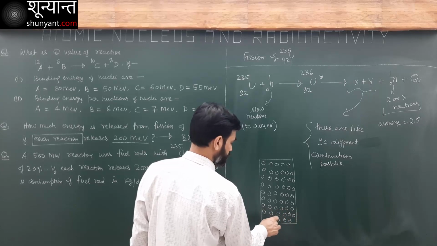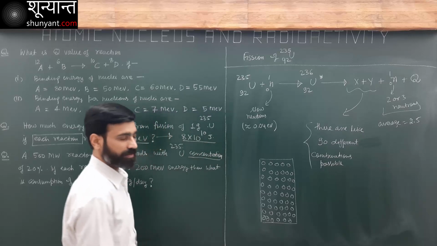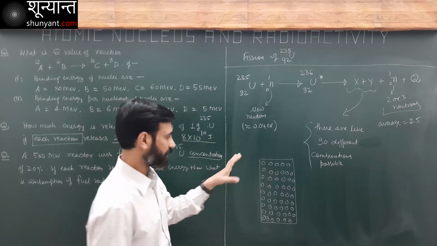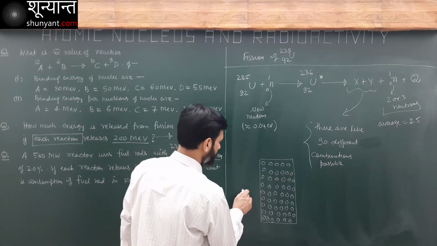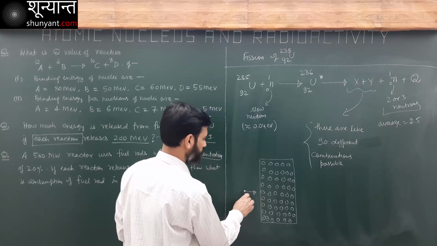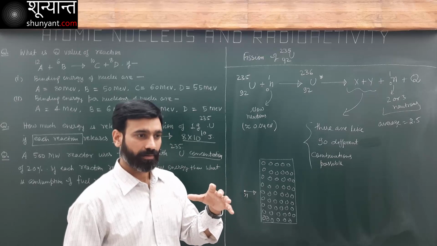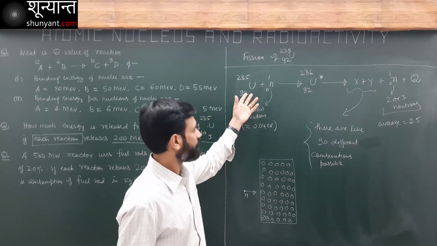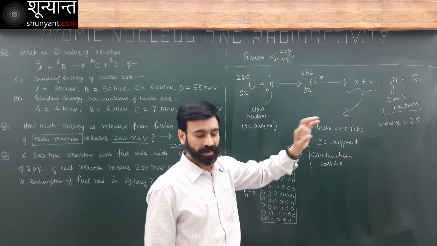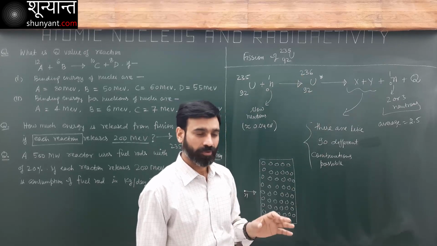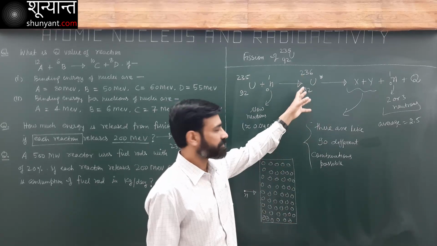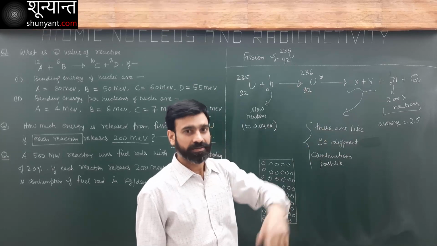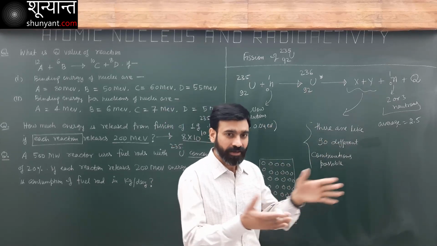Okay, it's like this. So what we are doing is, all of these are uranium nuclei. A slow moving neutron hits one of the nucleus and gets absorbed. It transforms into uranium-236, which is highly unstable. It is not going to stay in this form. Immediately it disintegrates. There are 90 different paths.